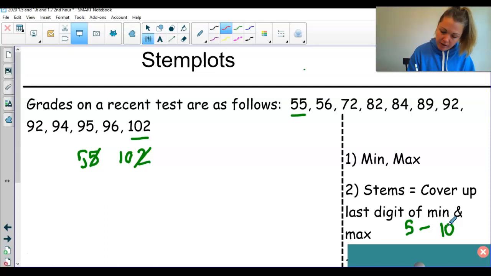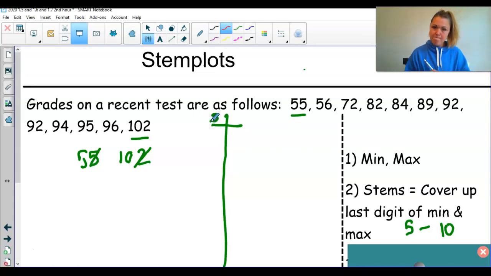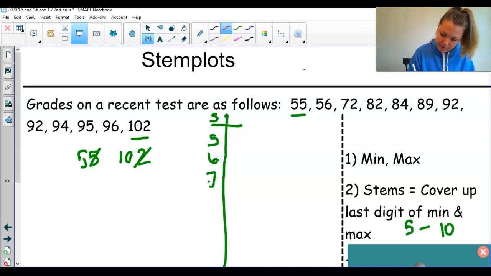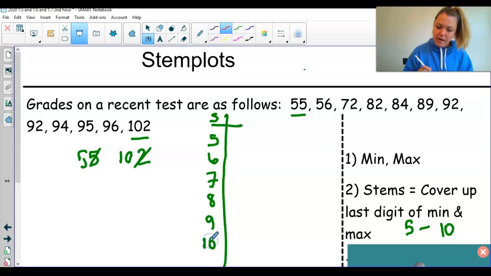So what I'm gonna do now is I'm gonna make a stem and leaf plot. And I wanna start with my stems, okay? I'm gonna write them down. I'm going from 5, I'm starting there. 6, 7, 8, 9, and 10. Now, when you are making a stem and leaf plot, I would suggest ordering the numbers first because it's gonna make your life easier.